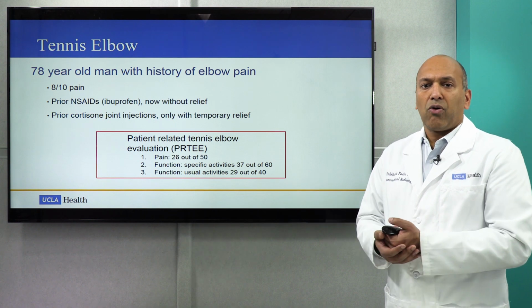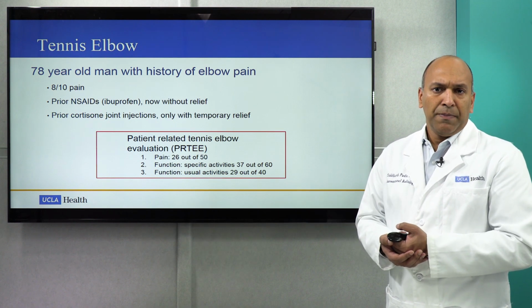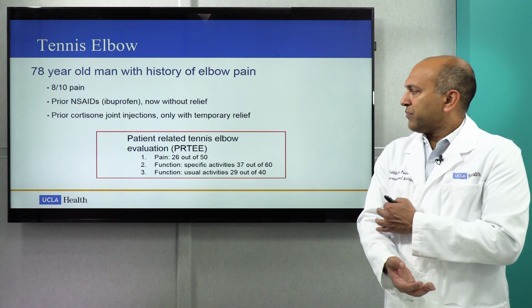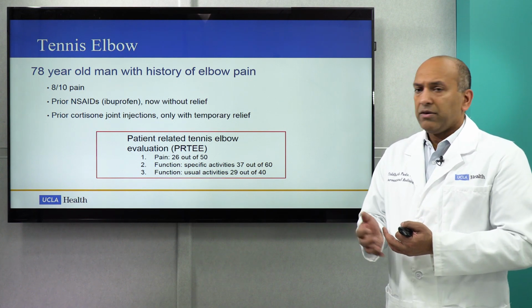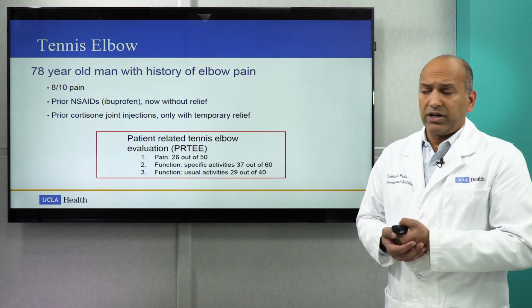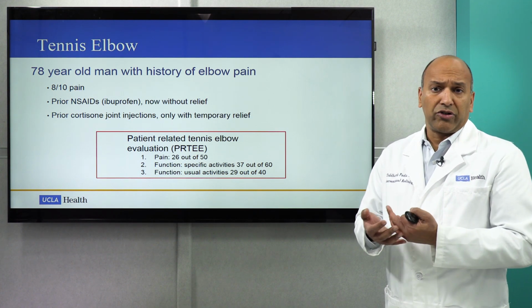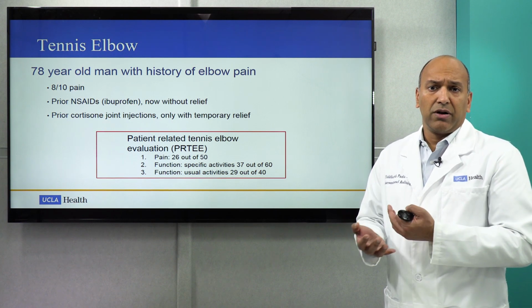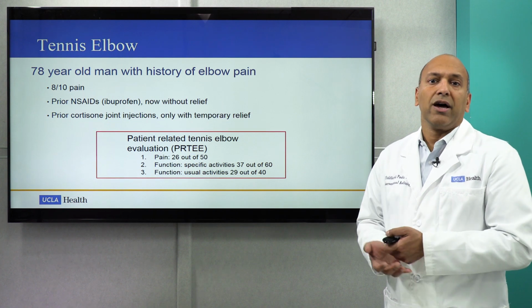He fills out this score called a PRTEE. This is a standardized scoring evaluation for people with elbow injuries, and it's a scale for pain, function of specific activities, and function of your daily normal activities. And he had quite a high score. So for example, he had a pain score of 26 out of 50. Most of us have a score of 0 or 1 out of 50.